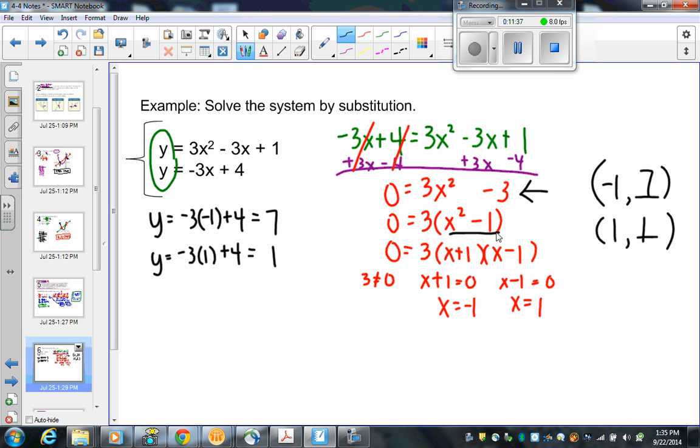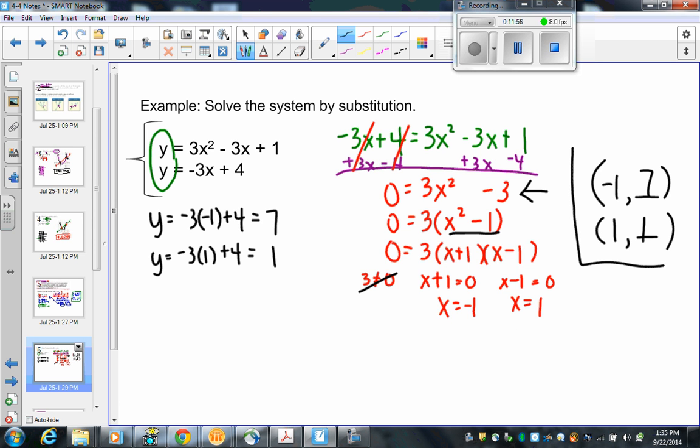I was left with a difference of perfect squares, so I factored it again. Then I took my factors and set them equal to 0. Remember, 3 does not equal 0, so that's an extraneous solution. And so my two solutions for x would be -1 and +1.